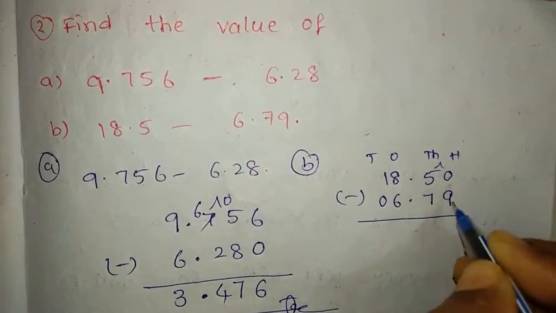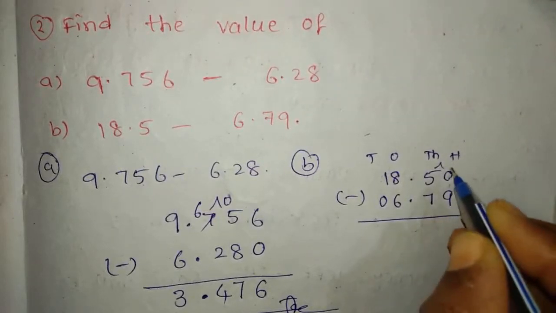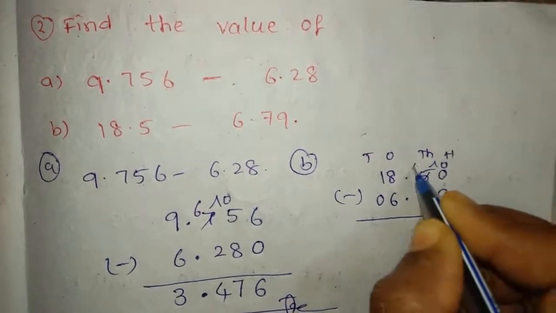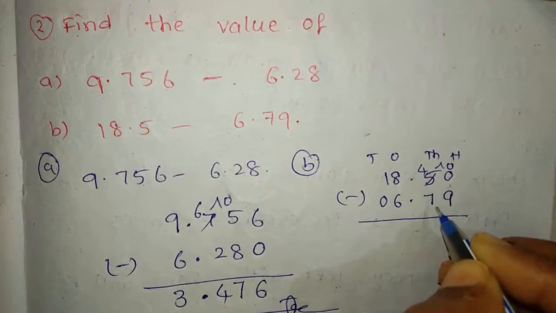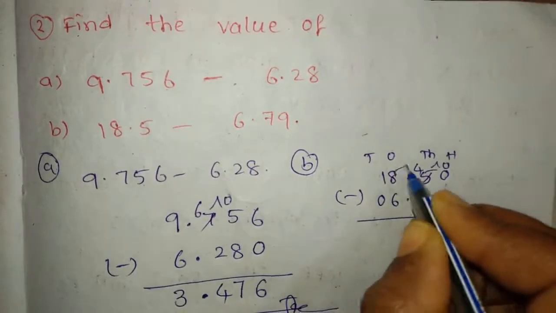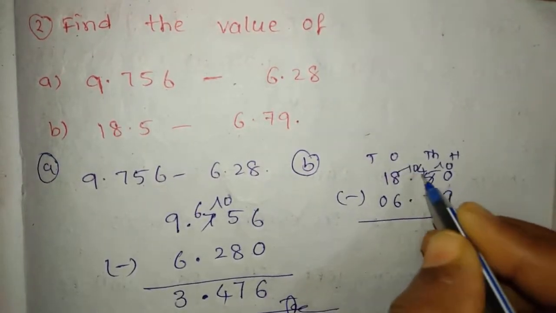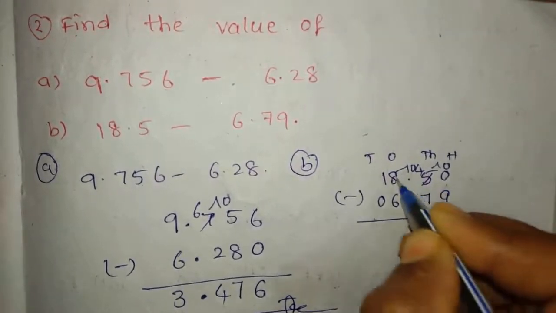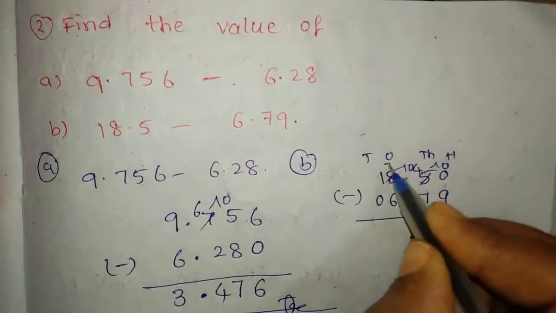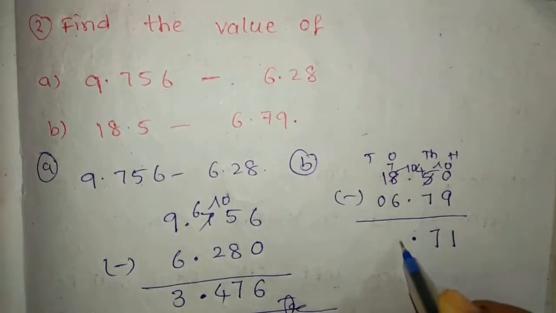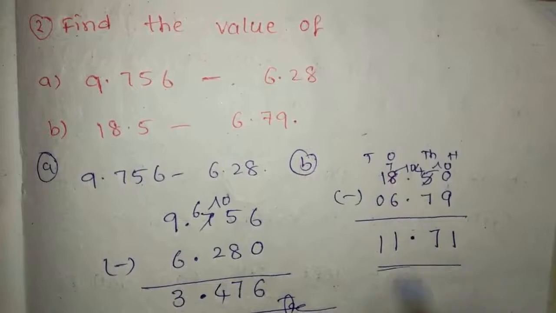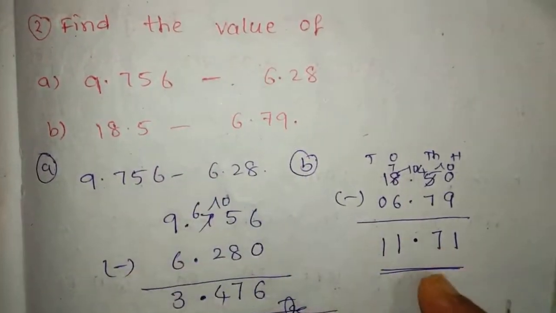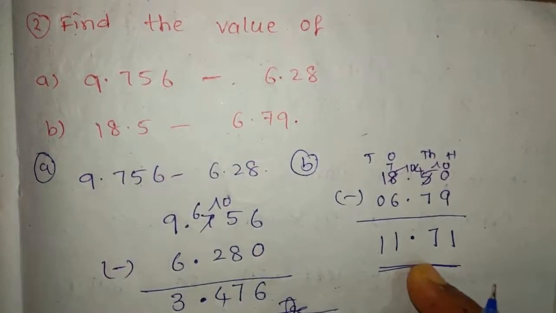Now we subtract these two. Here 0 minus 9 is not possible. So we take borrow. 10 minus 9 is 1. Here 4 will be there. 4 minus 7 is also not possible. We take borrow. 14 minus 7 is 7. We keep the decimal point. Here 7 will be there. 7 minus 6 is 1, so 1. So therefore 18.5 minus 6.79 is equal to 11.71.